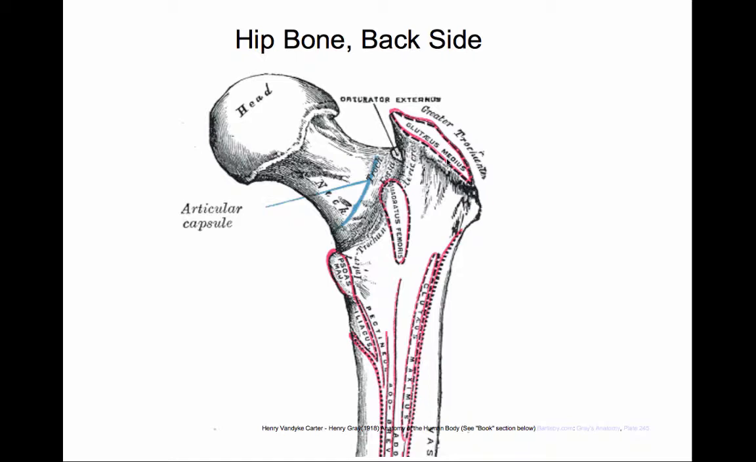Here is the gluteus medius from the back of the thigh bone. And here is quadratus femoris and the psoas and iliacus muscles.